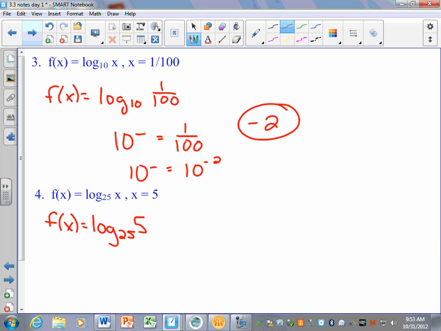It's really important that you think about the definition. A lot of people are going to look at this one. They're going to see 5 and 25, and they're going to give me an answer of 2, because they're going to think 5 squared is 25, and they're not going to think about the definition. But it's really important that you remember, what is the base, what is the answer, when you're rewriting this. So this is the base, this is the answer. So this one's saying 25 to the what equals 5.